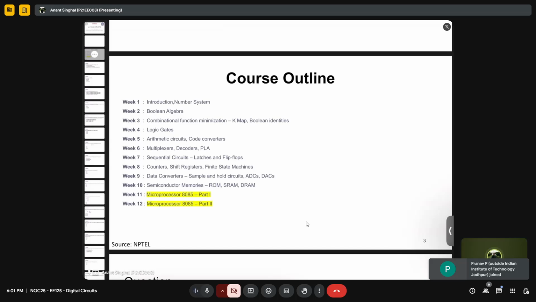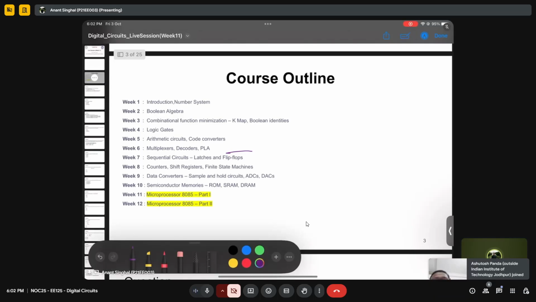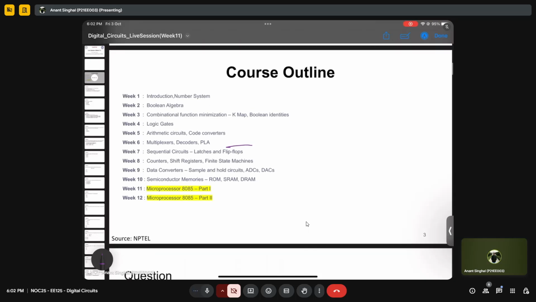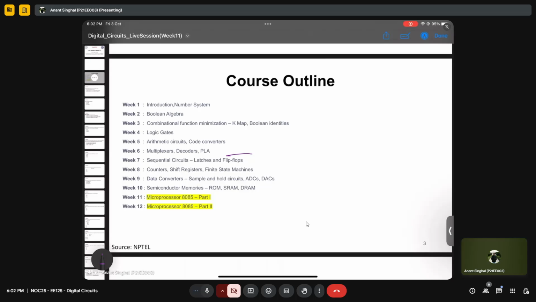For today, as we have already covered all the main components of this course, the microprocessor component is a very small one. So again, you should start revising your concepts. You might have already forgotten some of the combinational parts of the circuit that we covered till week 6, and then we went into the sequential circuits. So please start to prepare for your final exams also. I think it is quite near now. So with that, we can start with the lecture.